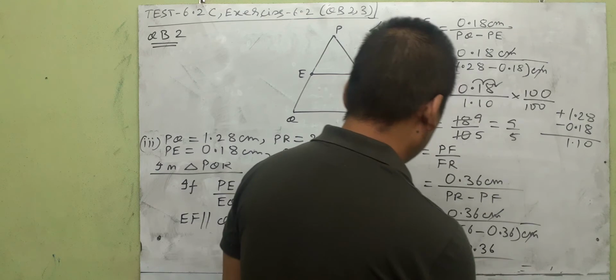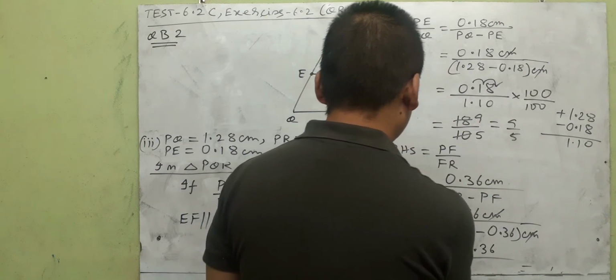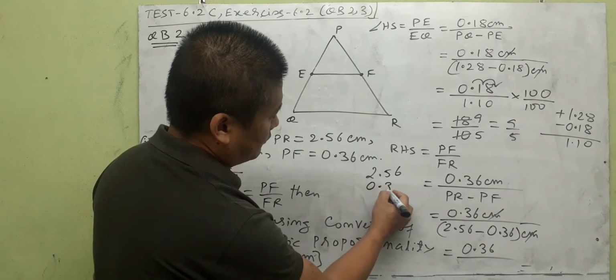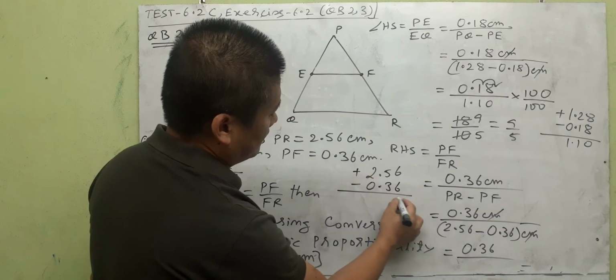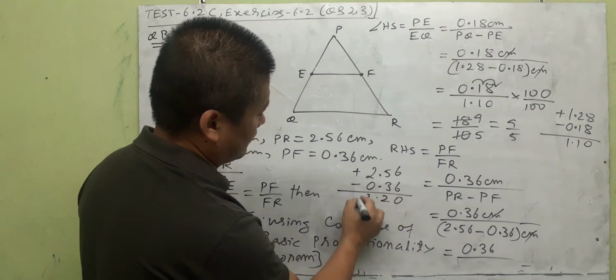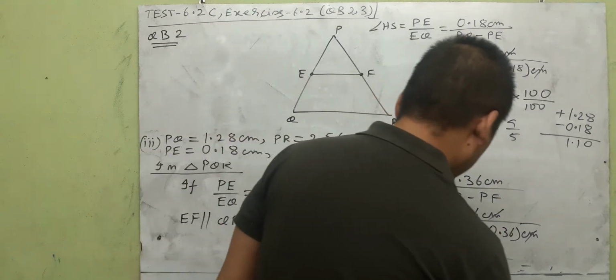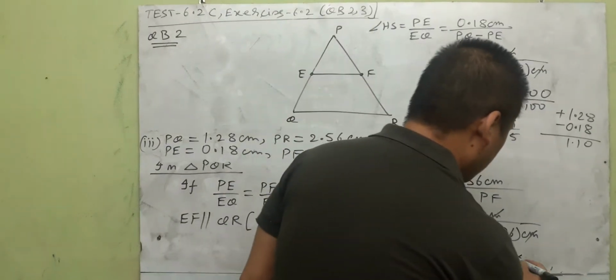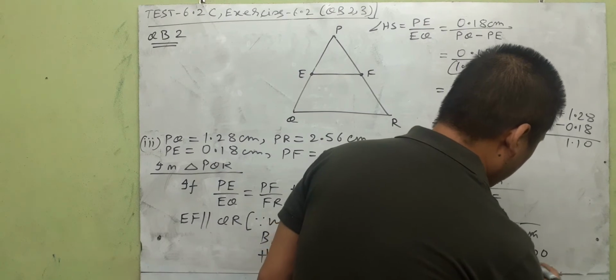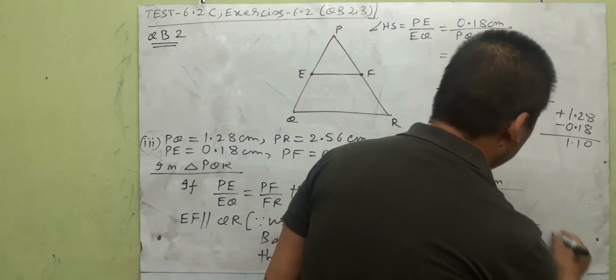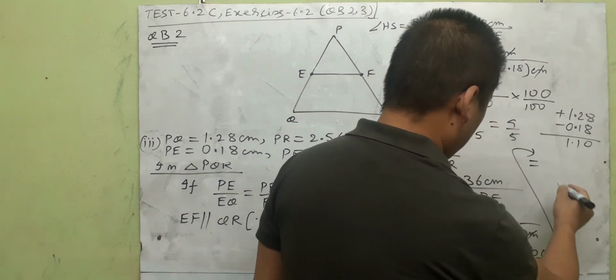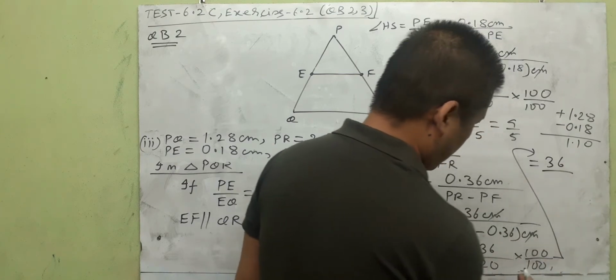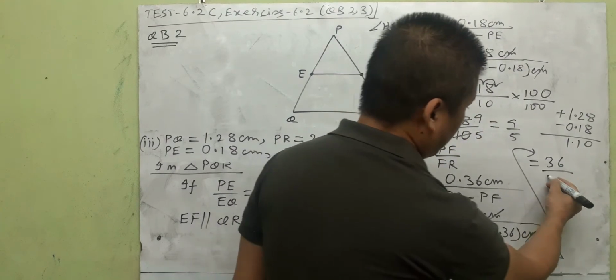0.36 divided by 2.56 minus 0.36. 2.56 minus 0.36 is 2.20, or 2.2. Two decimal places, both numerator and this one, so 100 by 100 means it will get removed completely. So this one, 36 divided by this 20, means one 2 shift to the right.